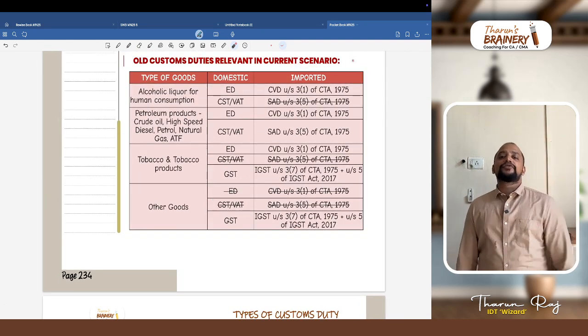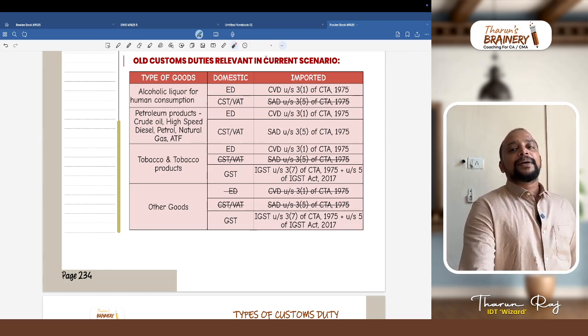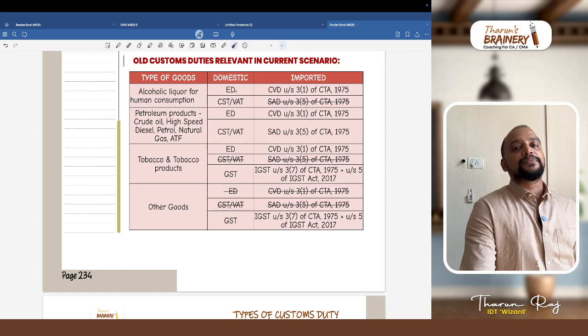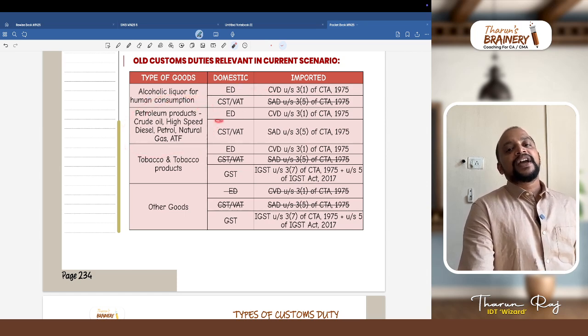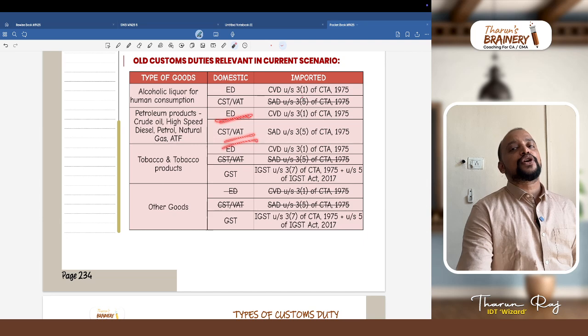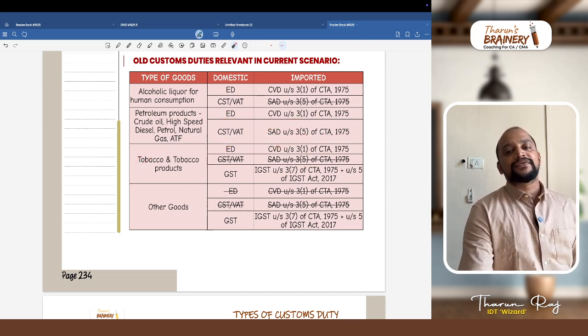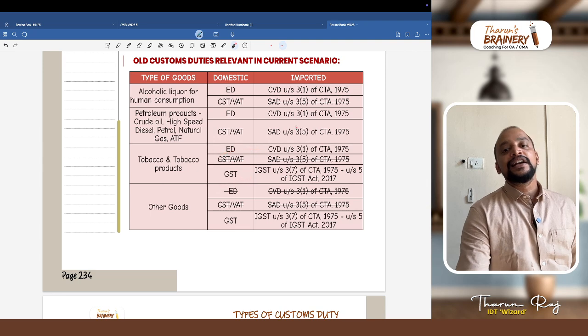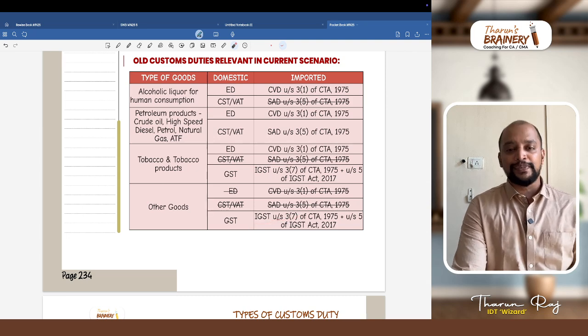Next, other customs duty relevant in the current scenario. For alcoholic liquor for human consumption, we need to pay excise duty, CST and VAT. But on import only CVD will be applicable, which is a counterbalance of excise duty. On petroleum products, we have to pay excise duty, CST, VAT. So on import, we need to pay CVD and SAD. On tobacco and tobacco products, we need to pay excise duty and GST. So on import, we need to pay CVD and IGST. On all other goods locally, we need to pay GST. So on import, we need to pay IGST.